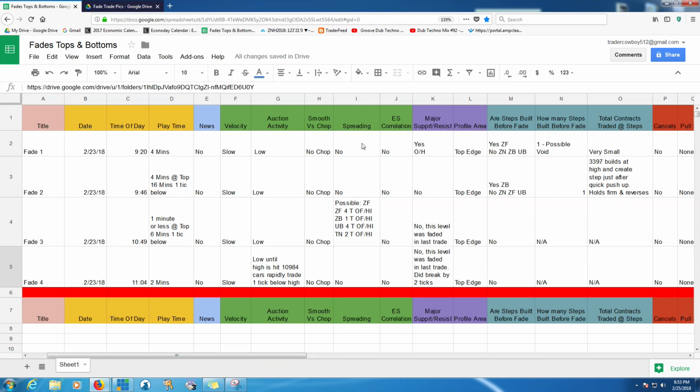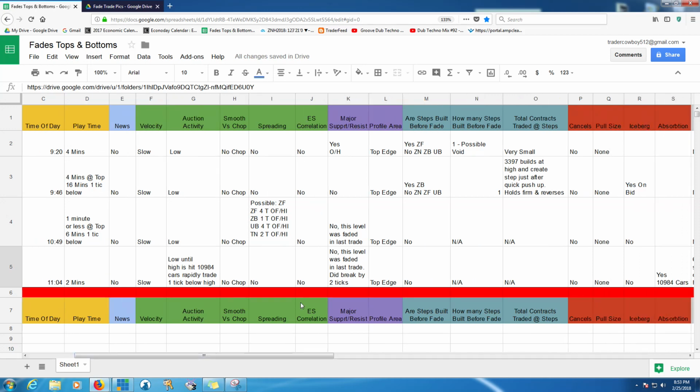Spreading. If you don't know what spreading is, I have a spreading video. On fade 3, there is possible spreading in the 5-year ZF. And this says ZF 4TOF/high. That means 5-year 4 ticks off the high. So basically what this tells me is during the spread, the 5-year was 4 ticks off the high. The 30-year is 1 tick off the high. The ultra bond was 1 tick off the high. The ultra 10-year was 2 ticks off the high. ES correlation on any of these? Sometimes ES correlates, but none of this had ES correlation that day.